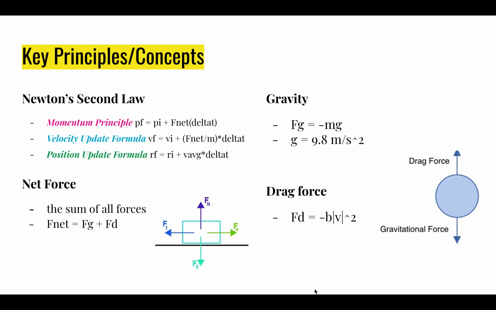The second part of this lab utilizes drag force, which is the force that acts in the opposite direction that the object is moving. The drag force in this experiment will be in the positive y direction because the object is falling in the negative y direction. The formula for the drag force is negative b times the square of the magnitude of the velocity of the ball. B is the proportionality constant.